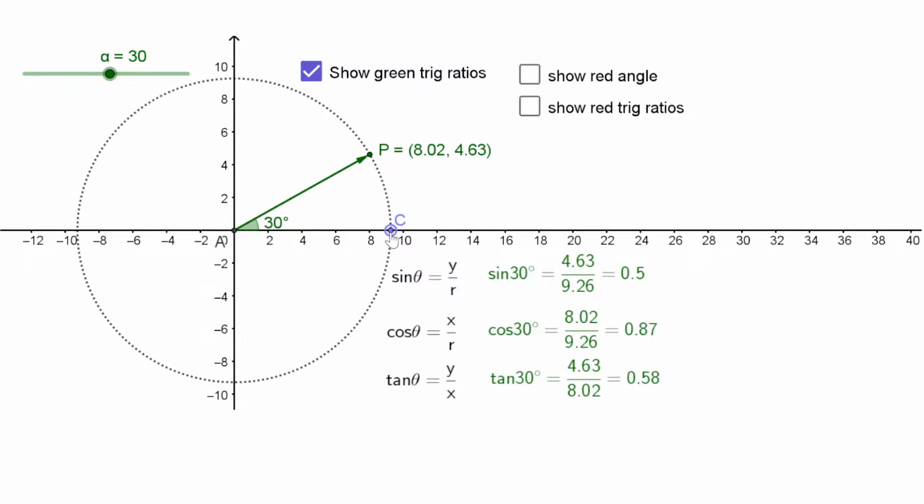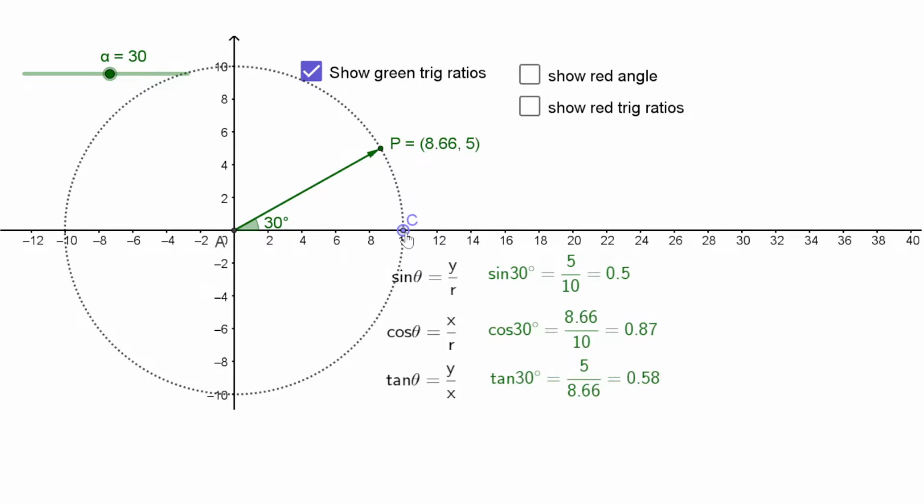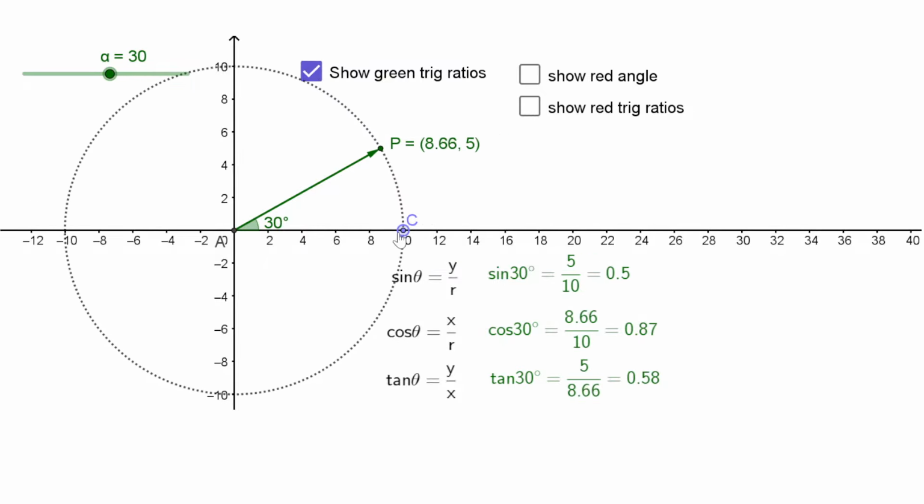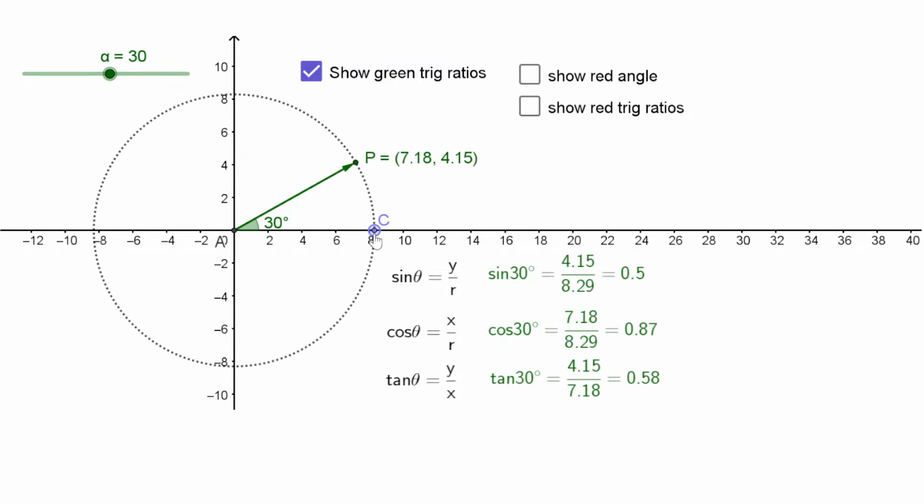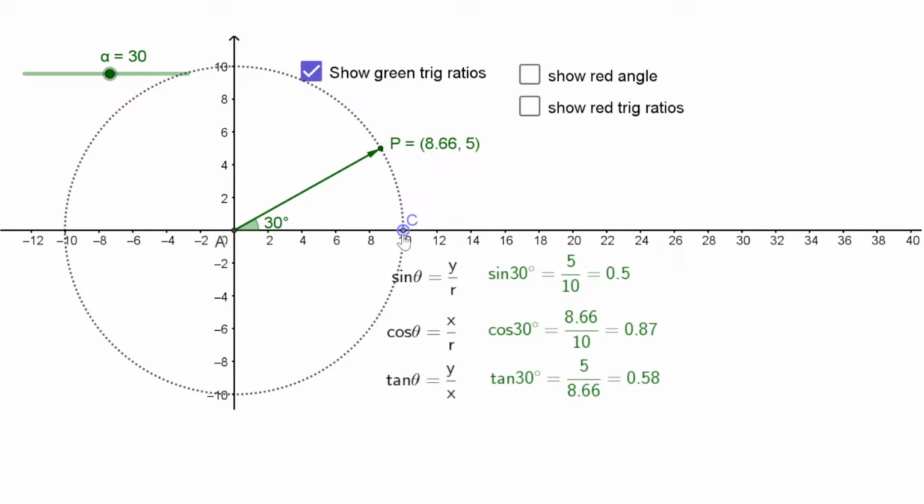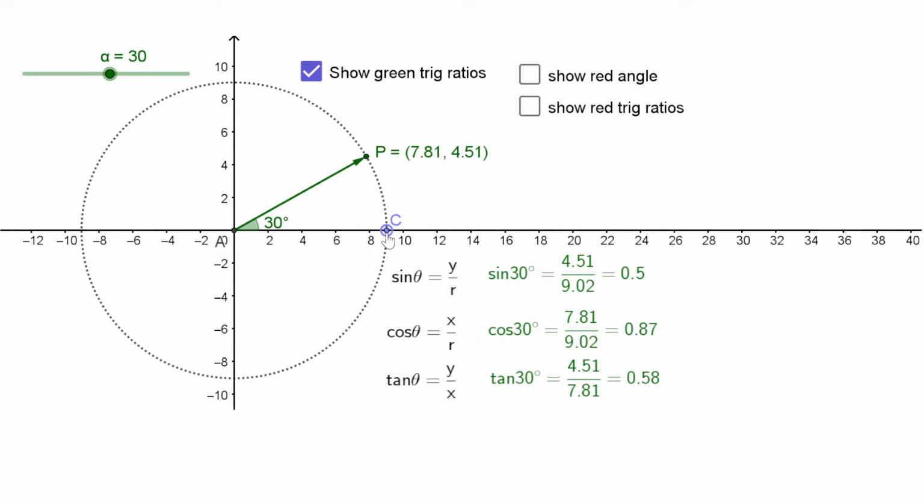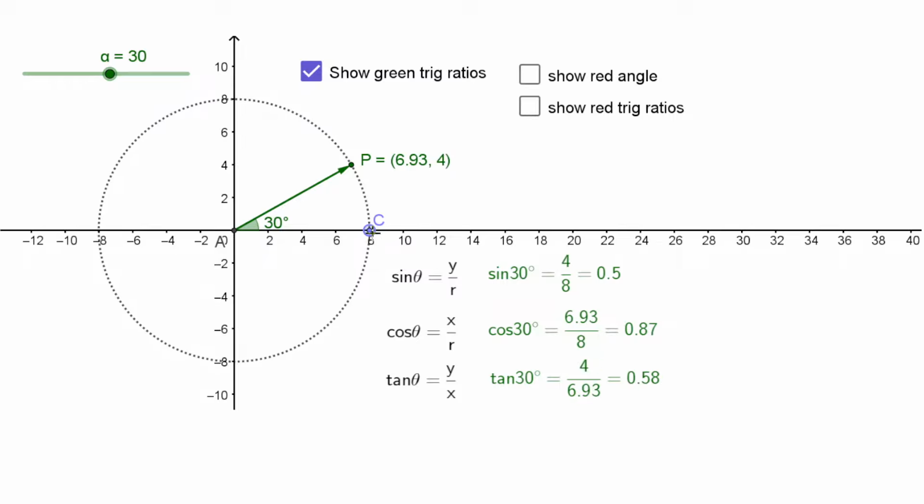Notice if I make the circle bigger, the values change, but the sine of 30 is always a half. The reason is that the triangles you can see forming inside the circle are all similar, so the ratios of the sides are the same. Now, just a quick reminder of how our reduction formulas work.